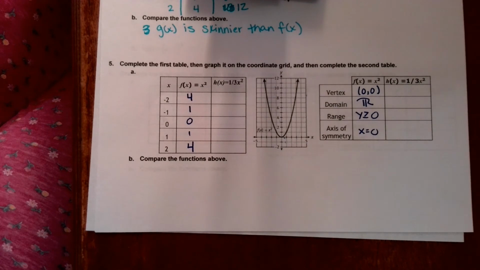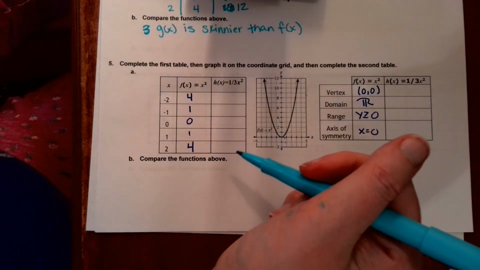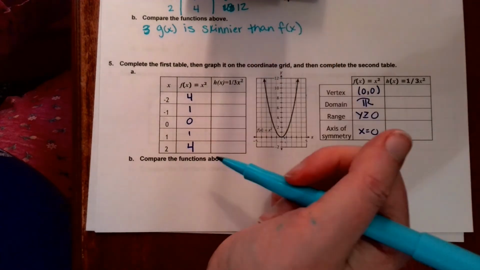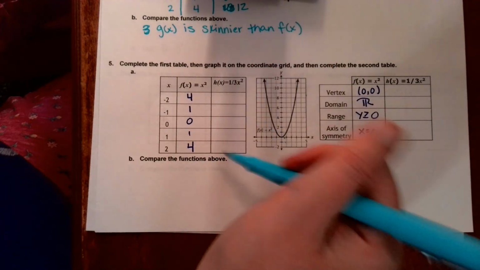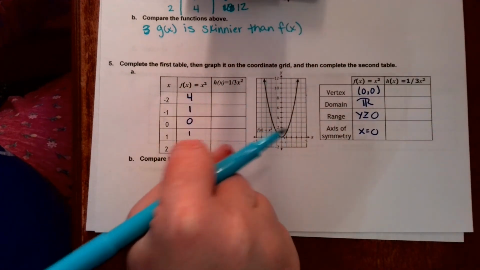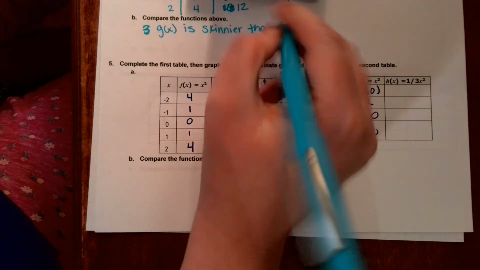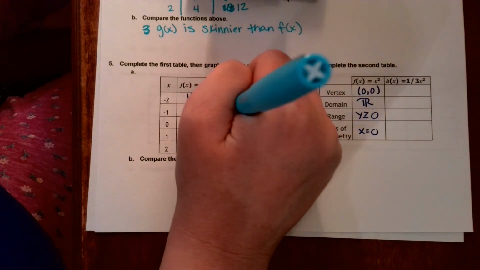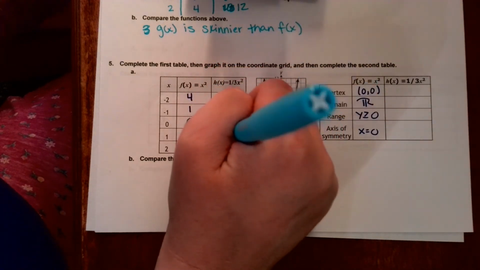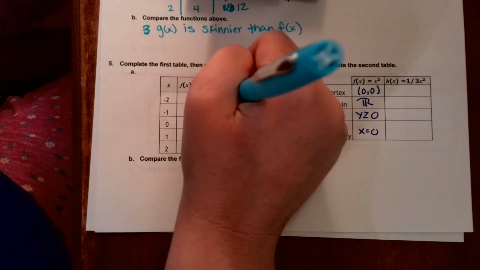Okay, so this is 1/3 of x squared, which again, probably should have used the graph from earlier, or the table from earlier. Which means we're going to take these values and divide them by 3. So 0 divided by 3 is still 0. 1 divided by 3 is 1/3. And 4 divided by 3 is 4/3.